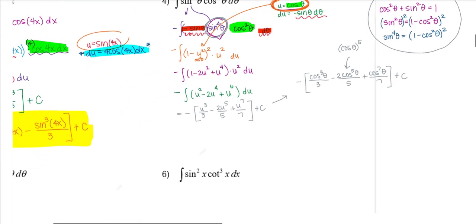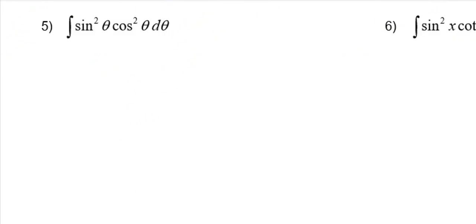Okay, so let's look at a different one. All right, so sine squared theta, cosine squared theta, d theta. And I want you to kind of zoom out.